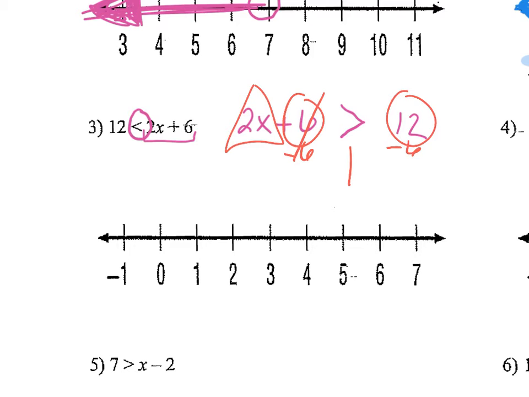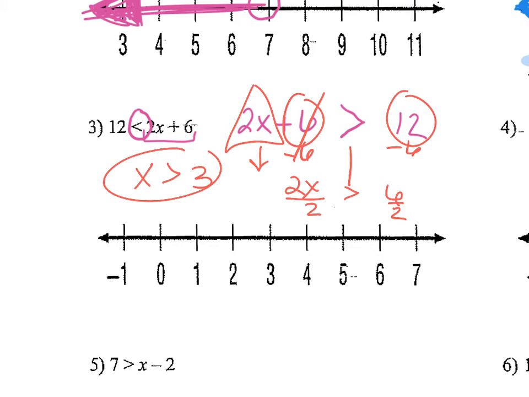So 12 minus 6 is 6. I'm going to bring that sign down, and I'm going to bring 2x down. Oh, well, 3 is the answer. And then your last step is to divide. So 6 divided by 2 is 3. Open circle on 3, so that means my solution could be anything bigger than 3. So I'm going to shade to the right just like my sign is telling me.